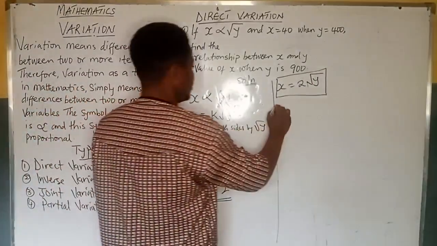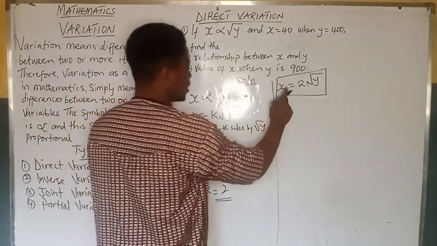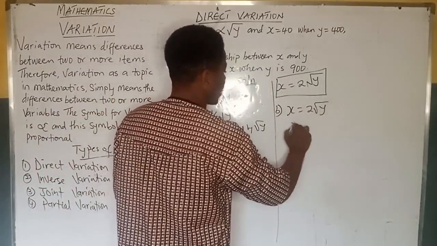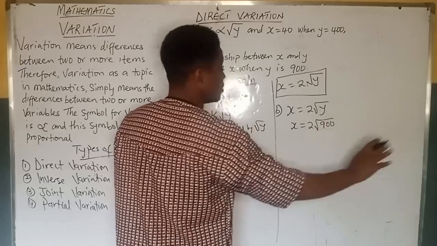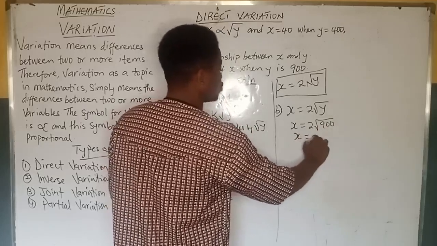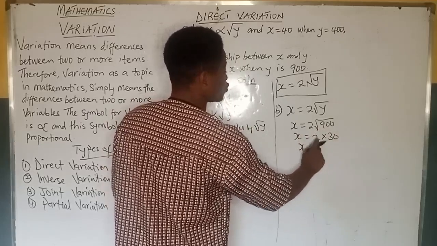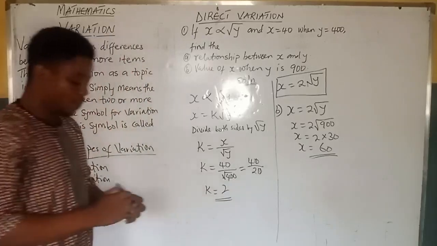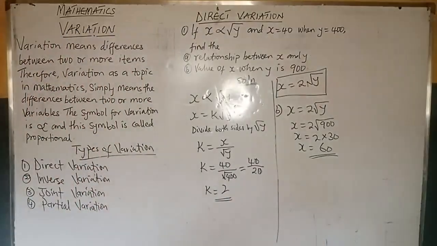Now B, you are going to find the value of x when y is 900. So x is equal to 2 root y. So x here will be equal to 2 root 900. Root 900 is 30. So x will be equal to 2 times 30, which is 60. So therefore, x is equal to 60.